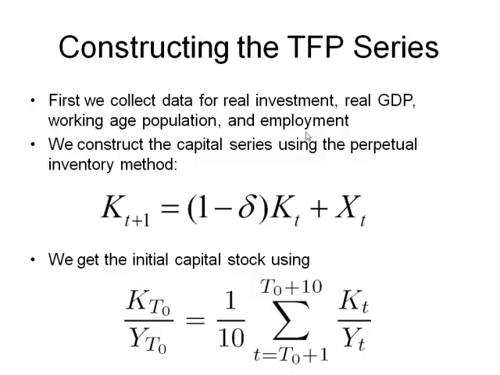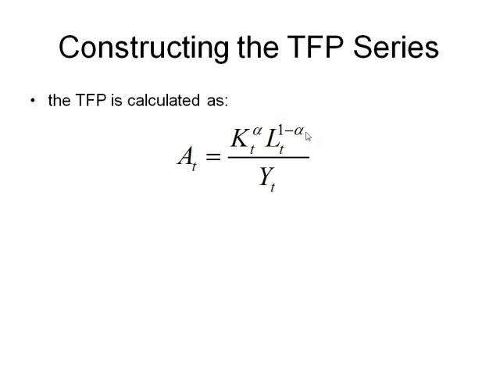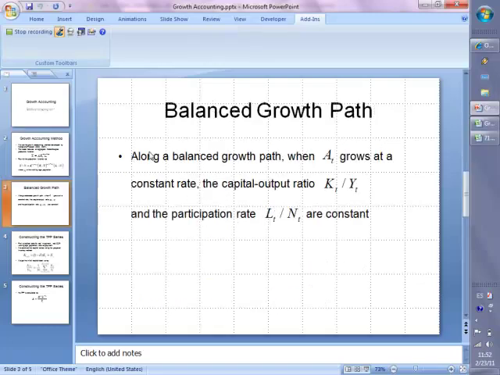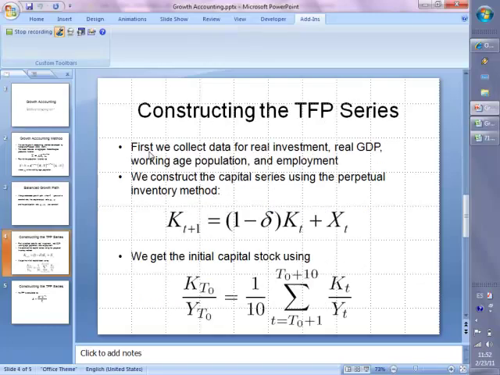So now that we've calculated the capital series, we can now calculate the TFP series. TFP stands for Total Factor Productivity. But first we need to collect some data, because we need data on working age population and employment. We need to know LT and NT.